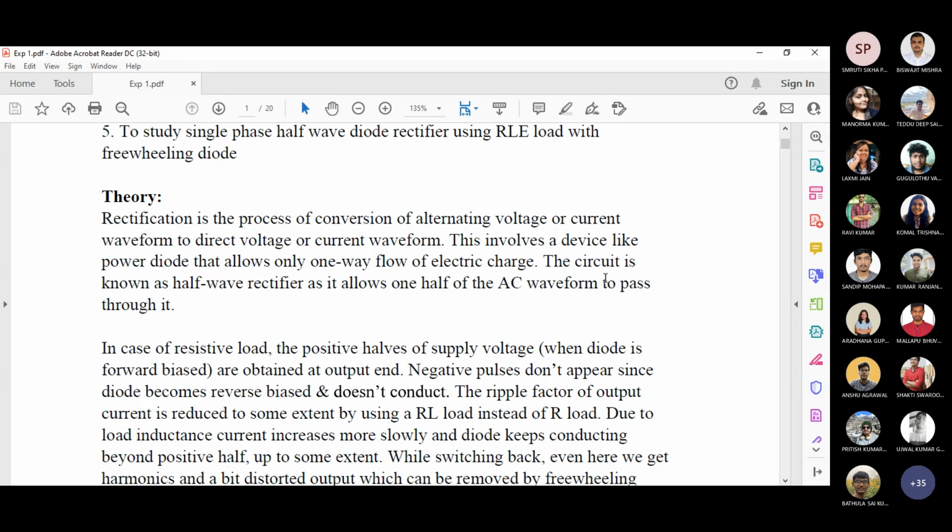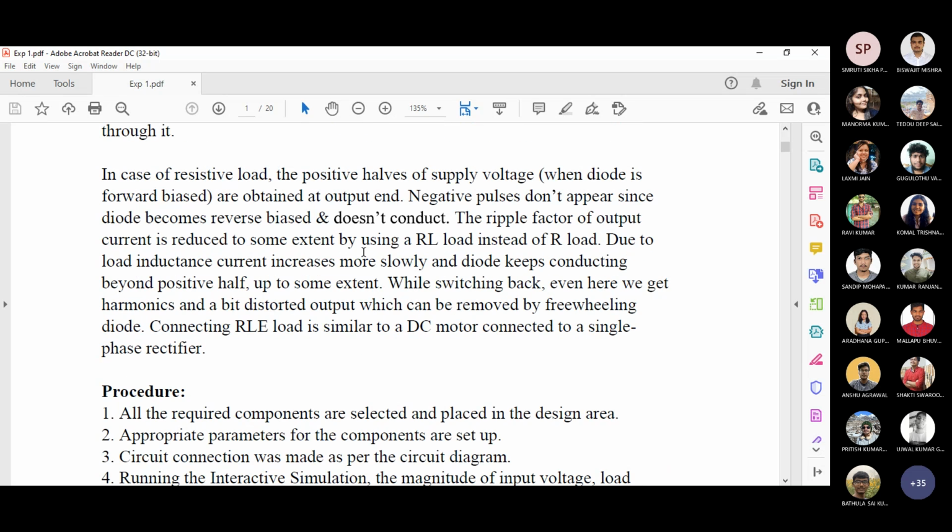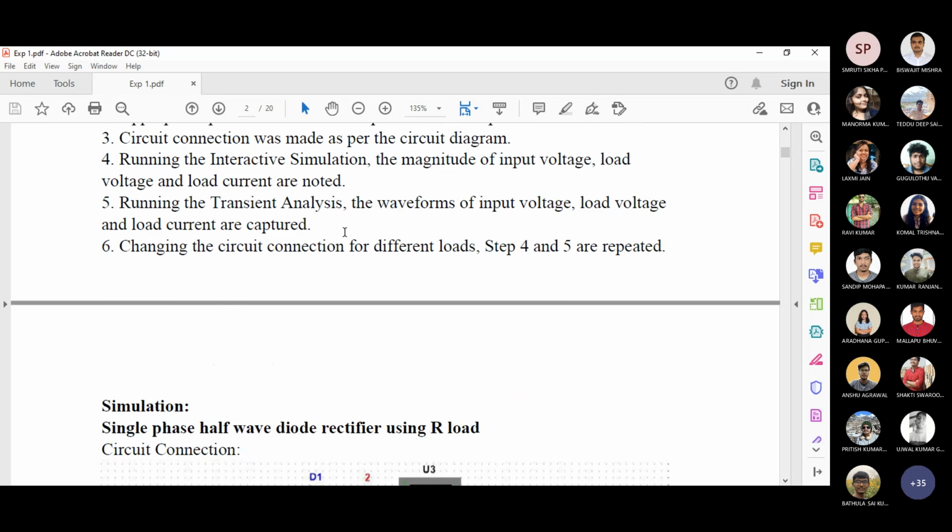At the date of the final experiment, every day I'll ask you to run your simulations. It's not possible for 49 students, but randomly I'll ask you to please simulate it so I can see your results, as well as you need to provide the documents. So the theory portion is there, and based on your different load, you have to write the theory.